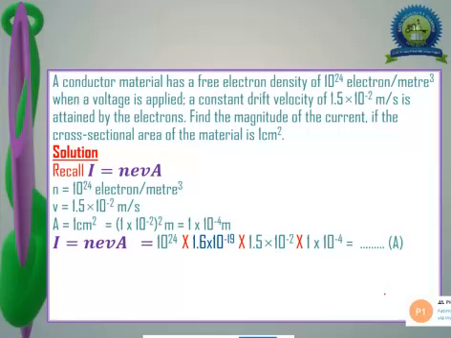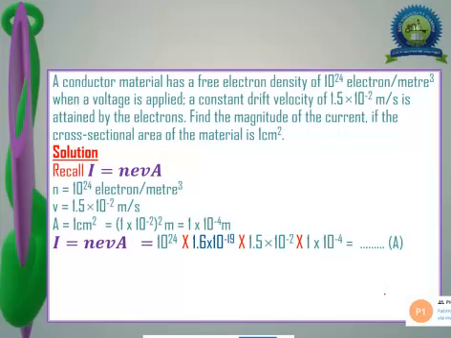Let's look at this example. A conductor material has a free electron density of 10 raised to power 24 electrons per meter cube. When a voltage is applied, a constant drift velocity of 1.5 times 10 raised to power minus 12 meter per second is attained by the electrons. Find the magnitude of the current if the cross-sectional area of the material is 1 cm squared.